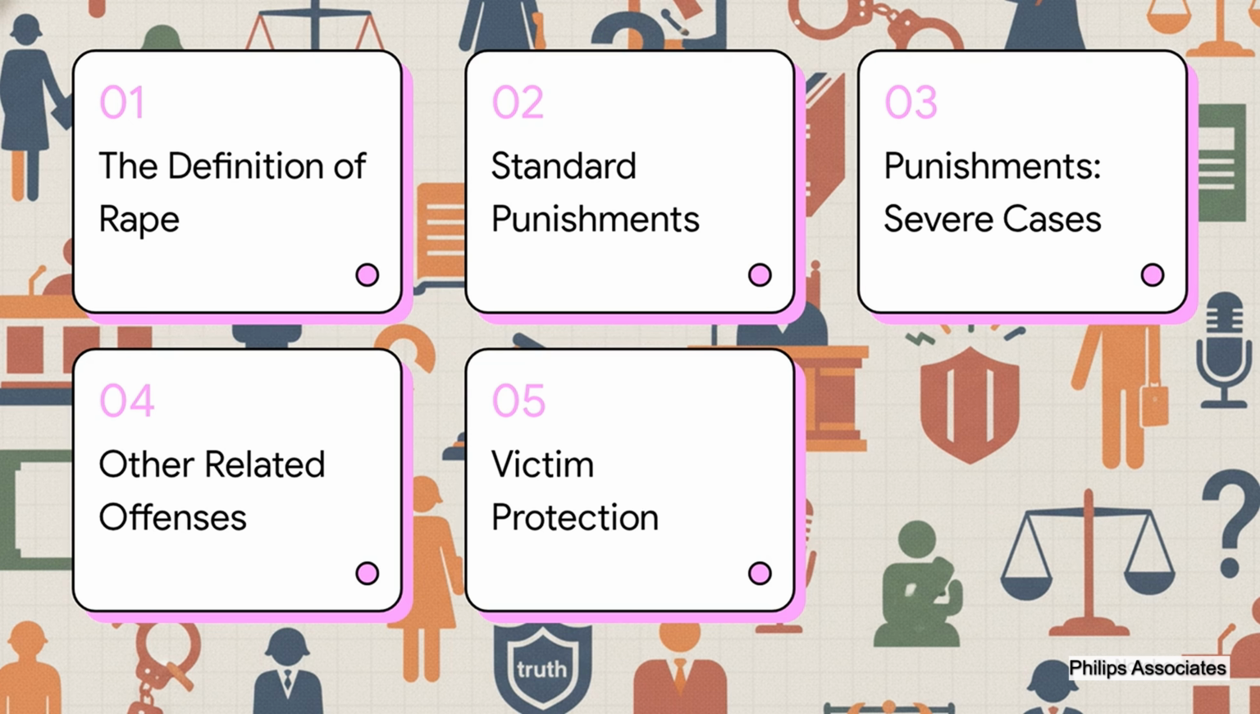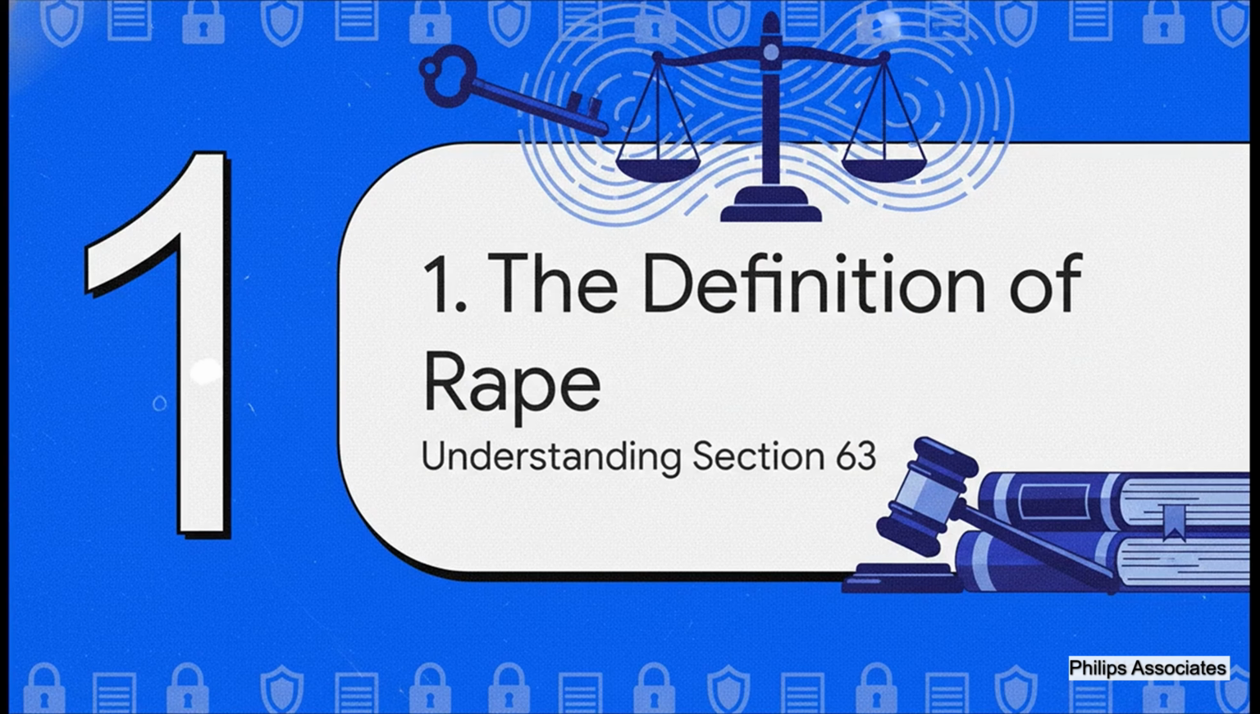First, we'll get into the legal definition of rape. Then we'll move on to punishments, look at other related crimes, and wrap up with the really crucial safeguards that are in place to protect victims through the whole legal process. Okay, let's start at the very beginning, the foundation of it all. What is the legal definition of rape?